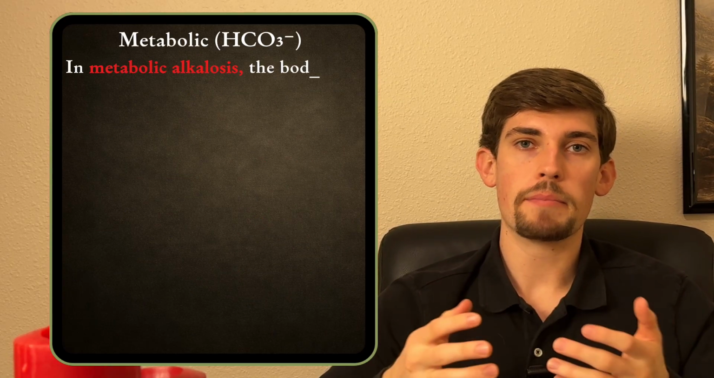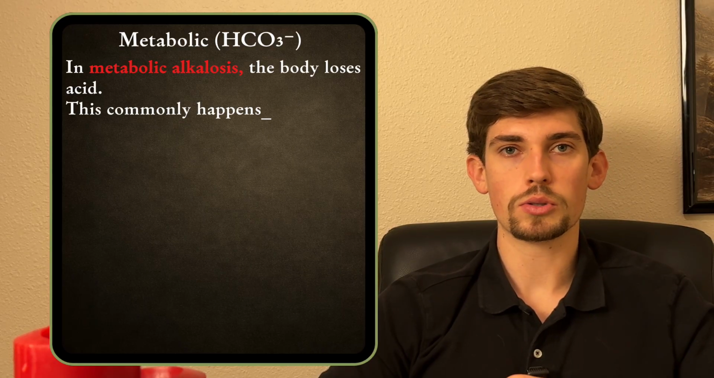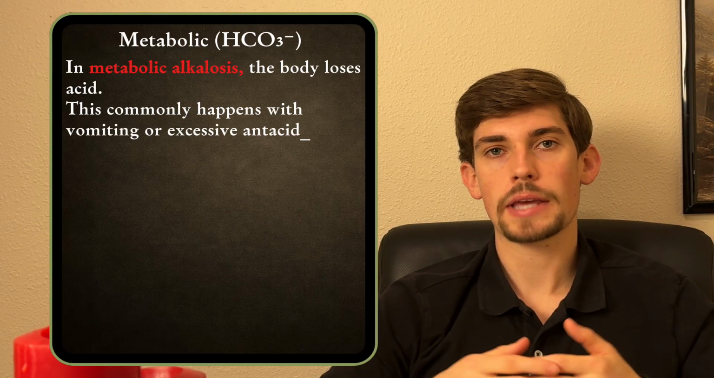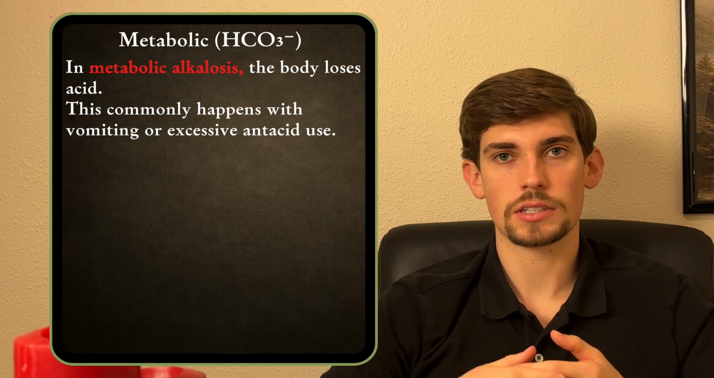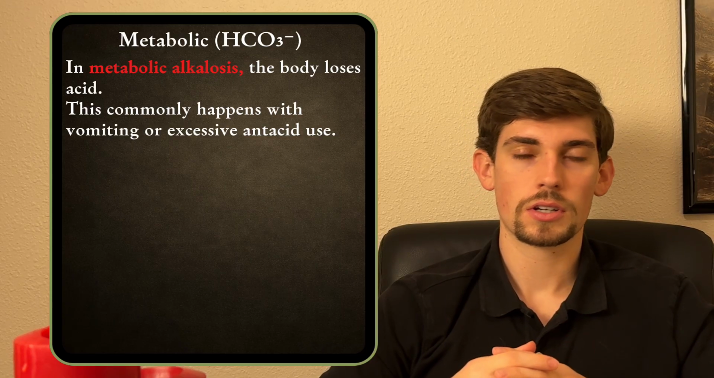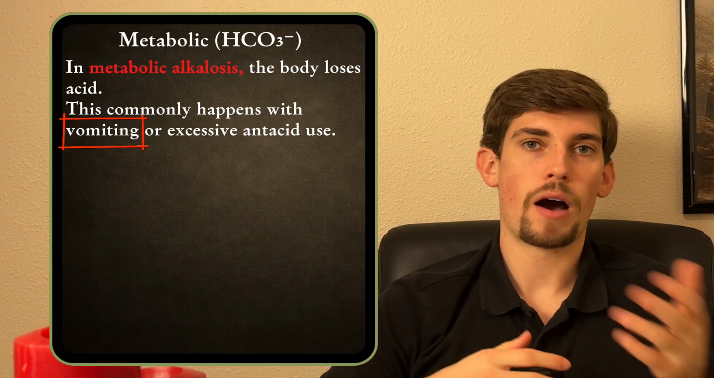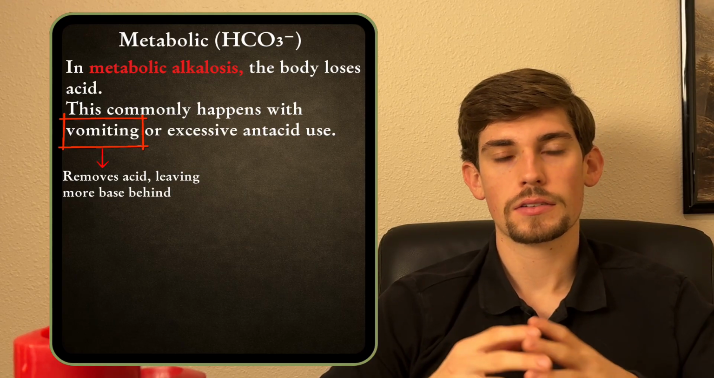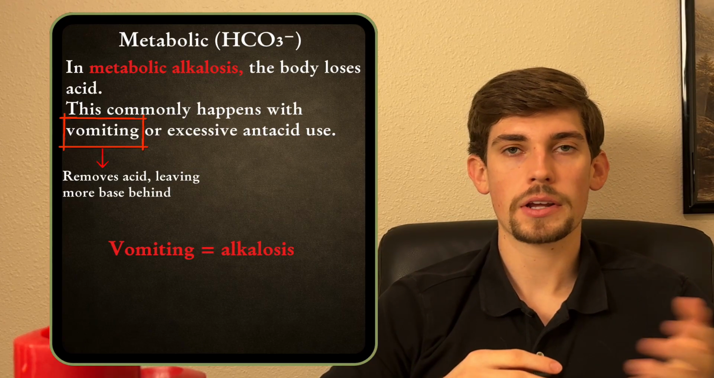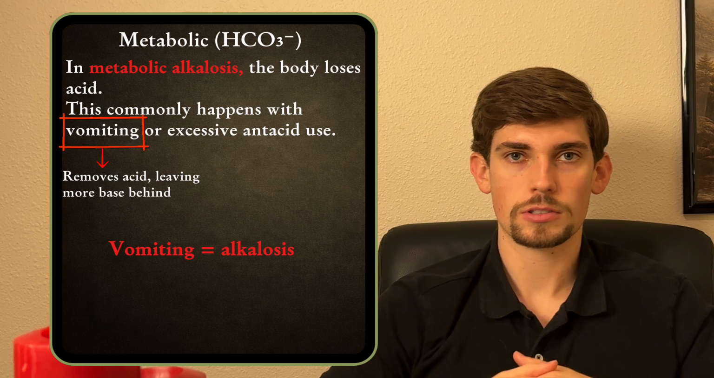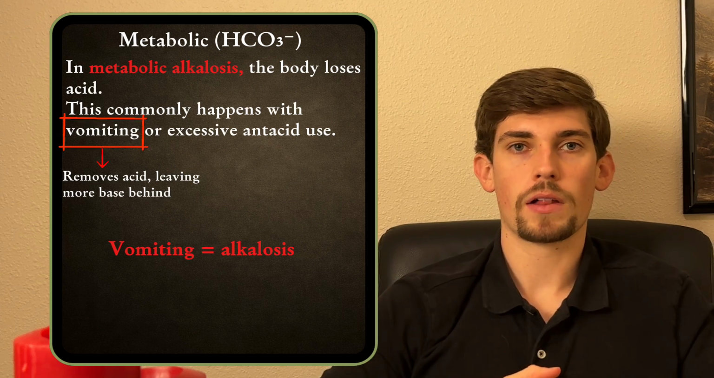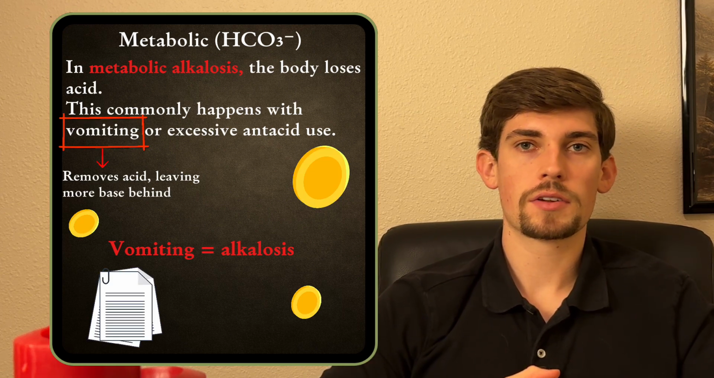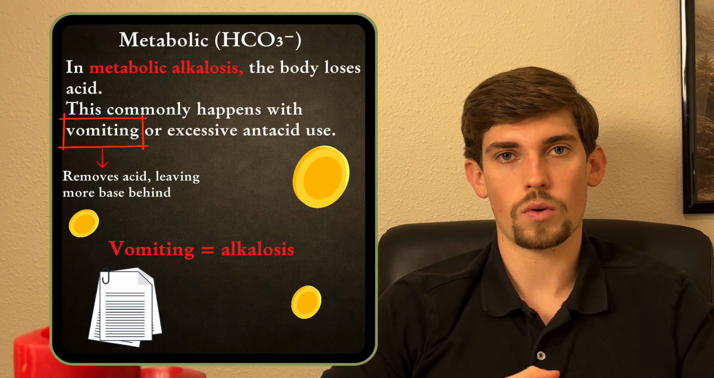Now we're going to talk about metabolic alkalosis. In metabolic alkalosis, the body loses acid. This commonly happens with vomiting or excessive antacid use. Why? Because vomiting removes acid, leaving more base behind. For the memory, vomiting is alkalosis. Vomiting leading to metabolic alkalosis is another very common pattern you'll see in questions.